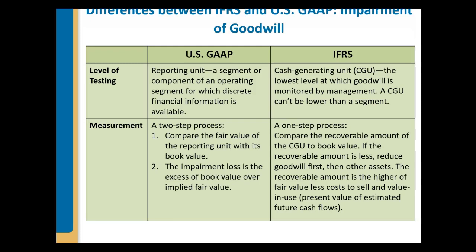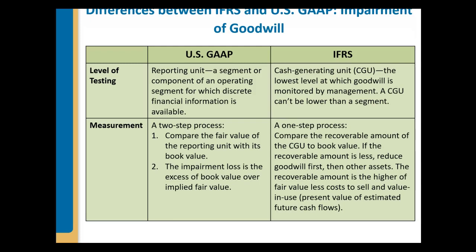Under GAAP, it's a two-step process. First, we compare the fair value of the reporting unit with its book value. A loss is indicated if fair value is less than book value. Then the impairment loss is the excess of book value over the implied fair value.